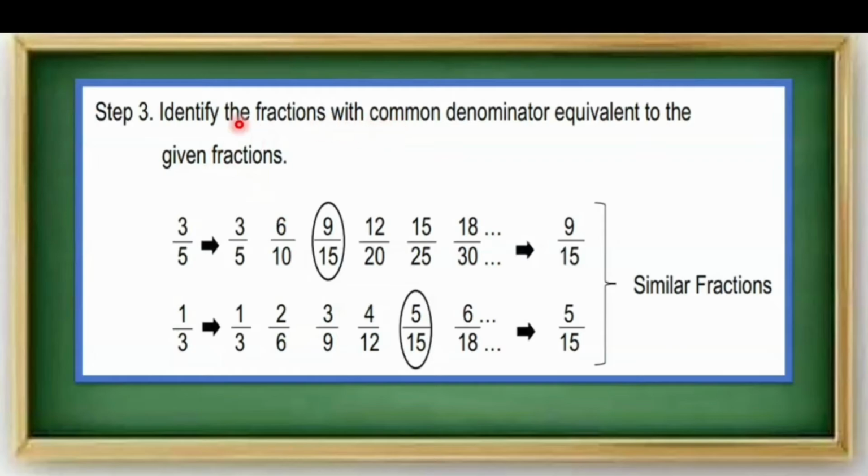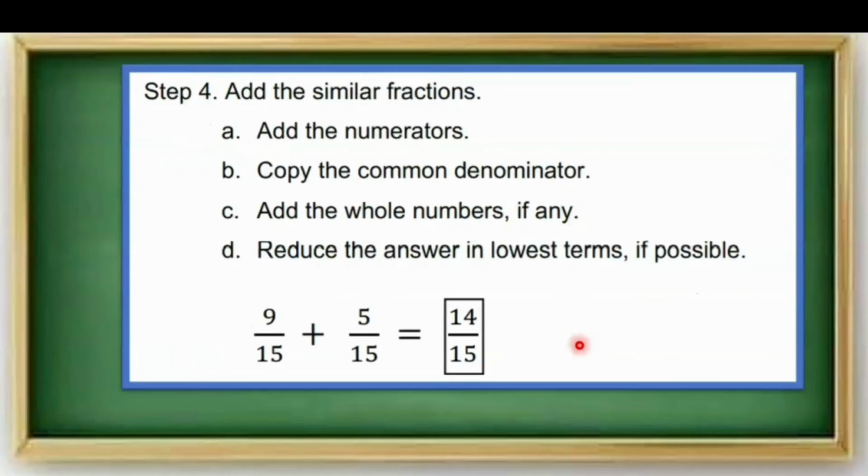And identify the fraction for the step 3. Identify the fractions with common denominator equivalent to the given fraction. So, makikita natin dito yung nabiluggan. Parehas na sila, nakita natin, parehas yung denominator nila. So, 9 and 15. 9 15ths and 5 15ths. So, similar fraction na sila. 9 15ths and 5 15ths. Next step, kinuha na natin yung common or yung similar fractions.